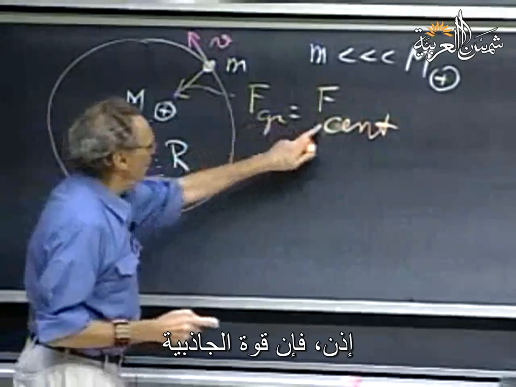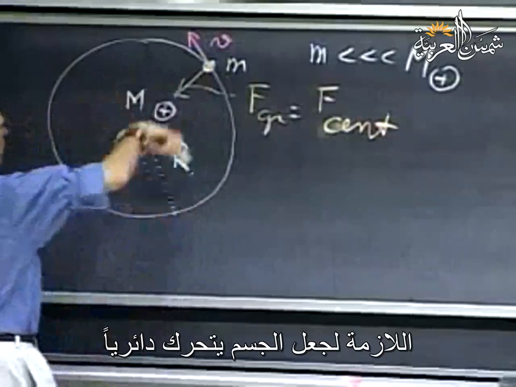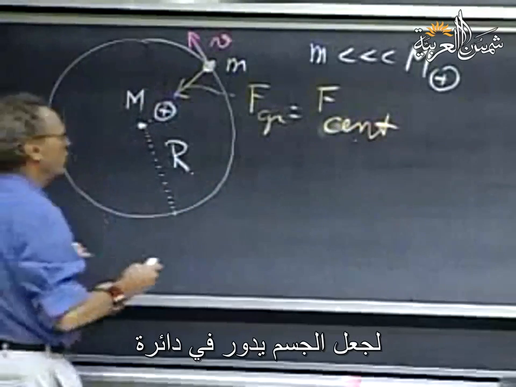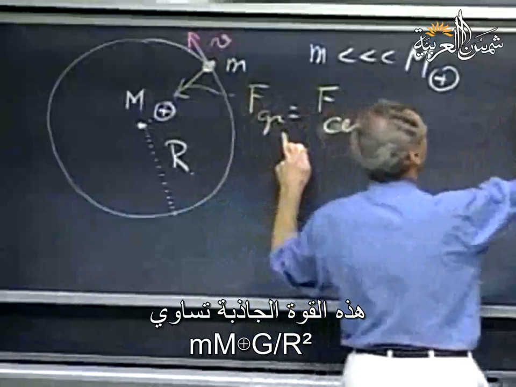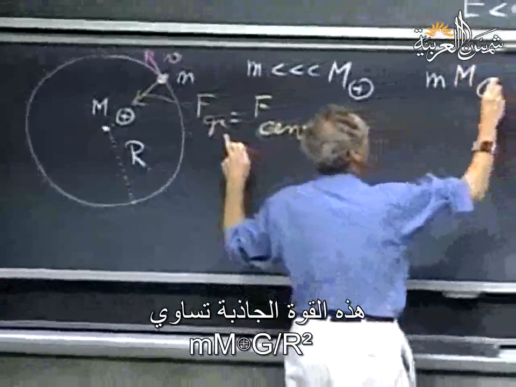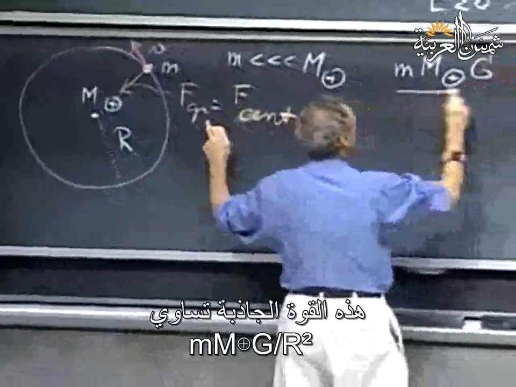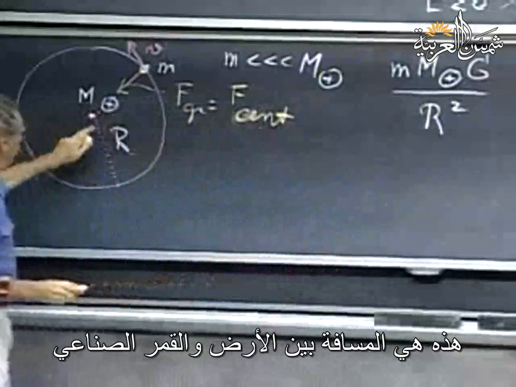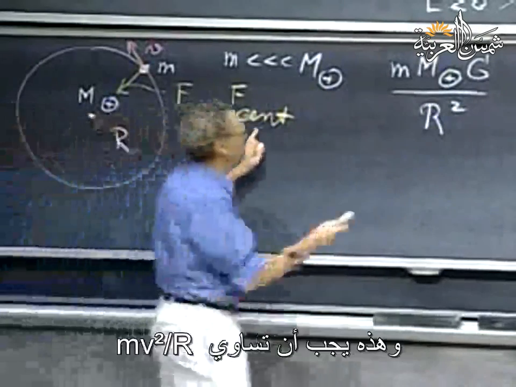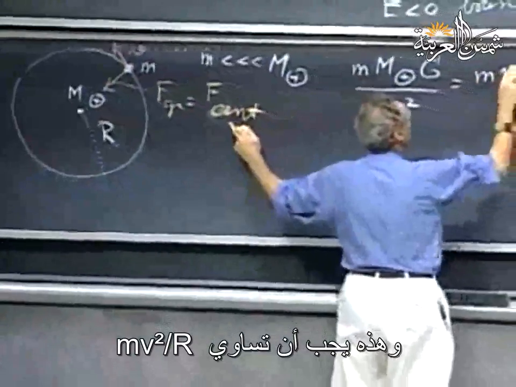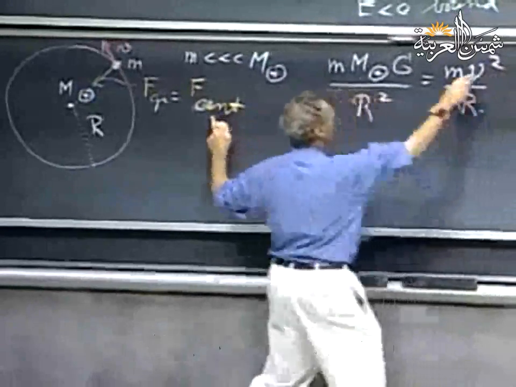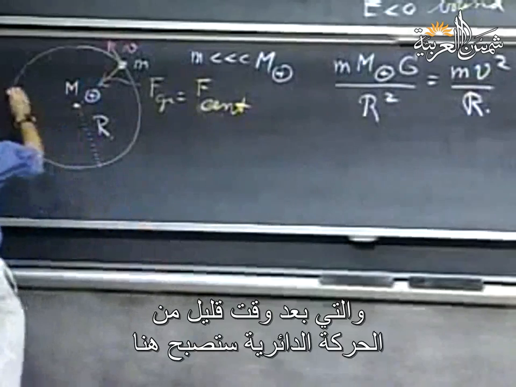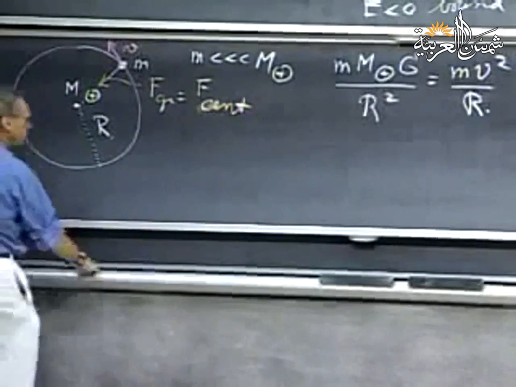And so the gravitational force, which is necessary to make it go around, I could also say the centripetal force is necessary to make it go around in a circle. That gravitational force equals M_Earth G divided by r squared. This is now the distance from the Earth to the satellite, and that must be equal to m v squared divided by r. And that is that tangential speed that you see here, which a little later in time, of course, would be here.